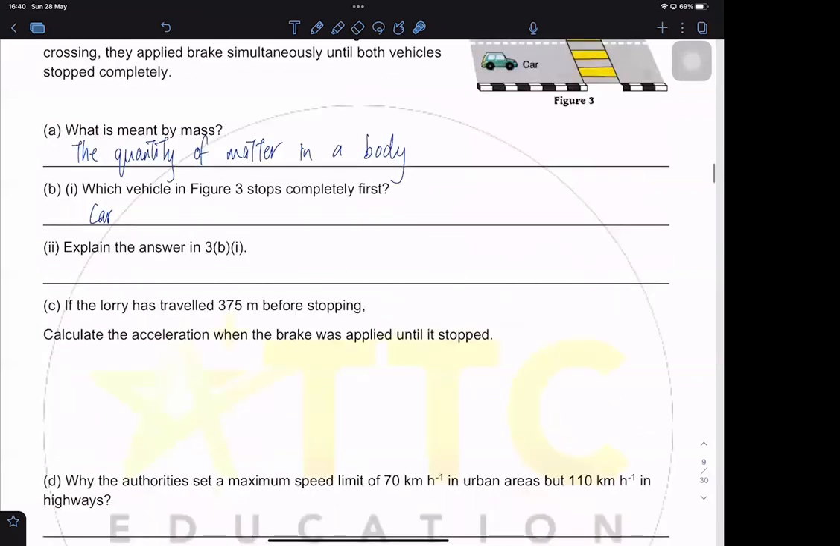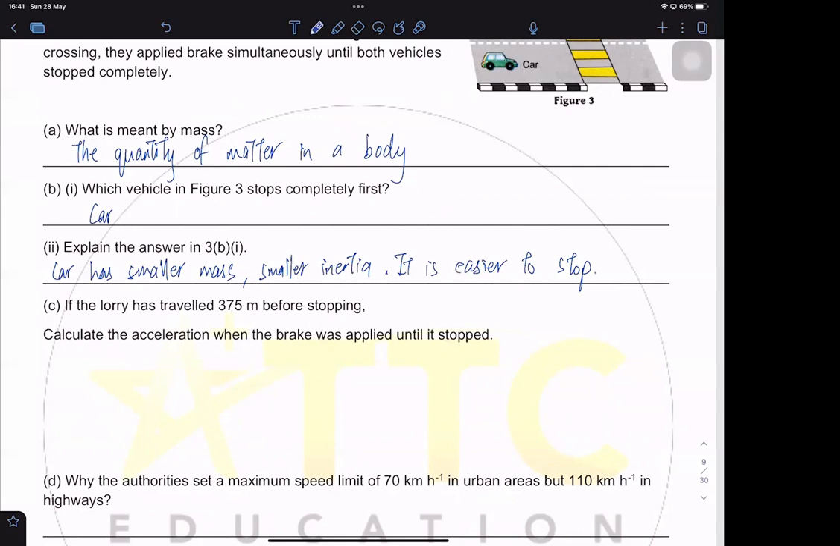So we can say the car has smaller mass, smaller inertia, so it is easier to stop.